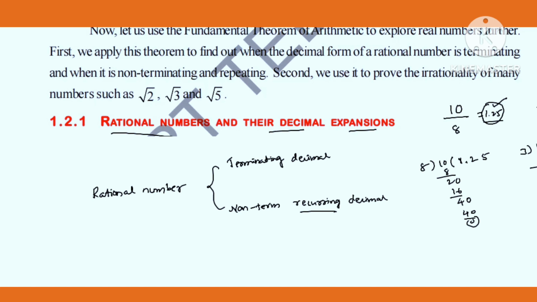non-terminating recurring decimal. But is it necessary to always do division to tell whether it is terminating or non-terminating? There is no need at all. Just by observing the denominator, we can tell whether it is a terminating or non-terminating decimal. To understand that, we go for a theorem and we do some problems.